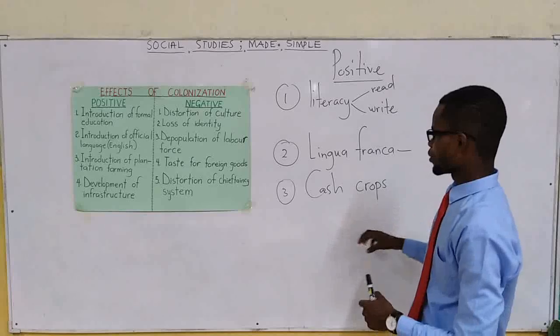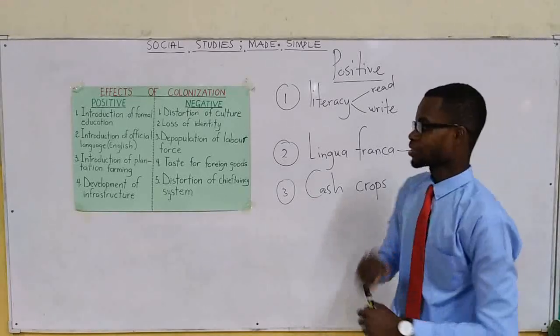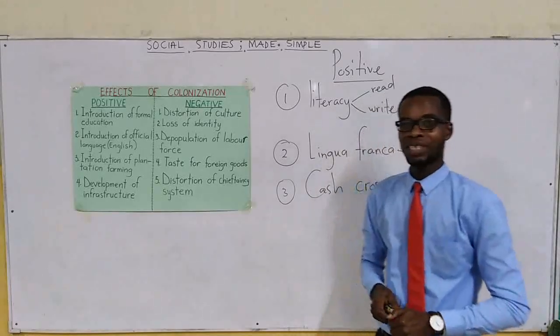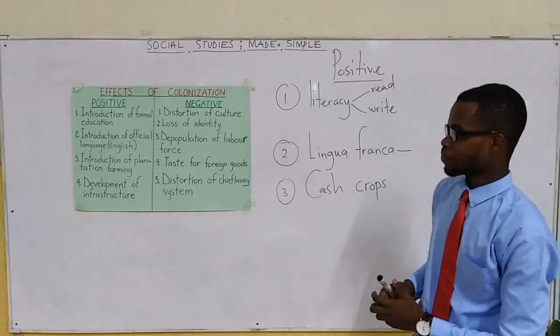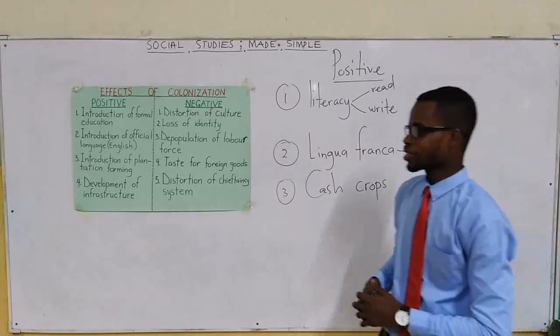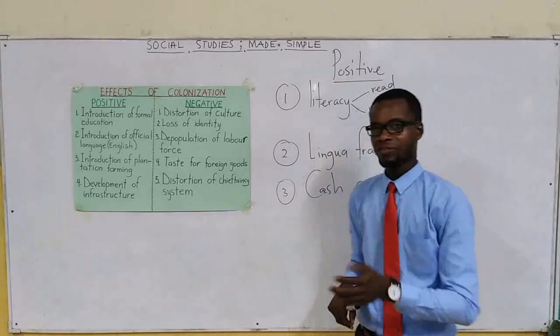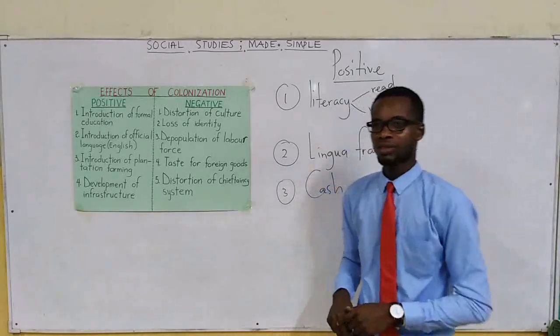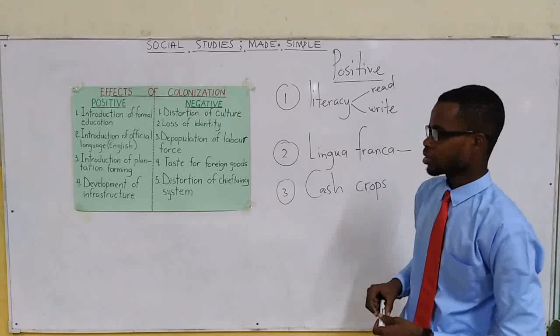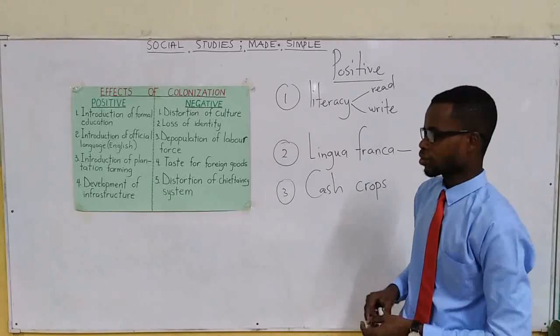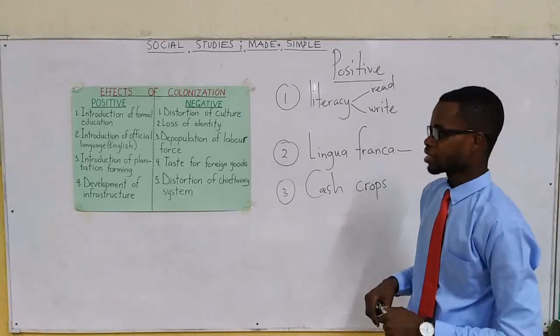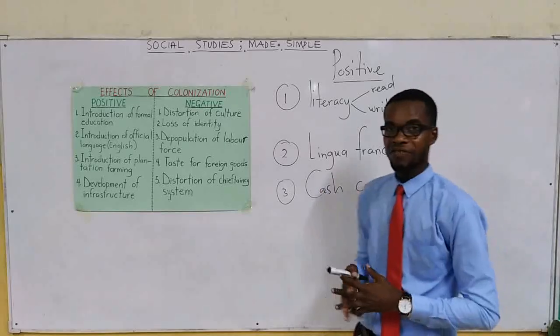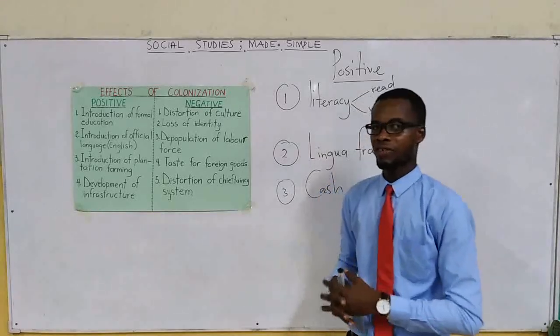Okay, alright, so the cash crops also were introduced into our system. Coffee, and I also mentioned cotton. So we can sell all these products or crops for money. Okay. Development of infrastructure.